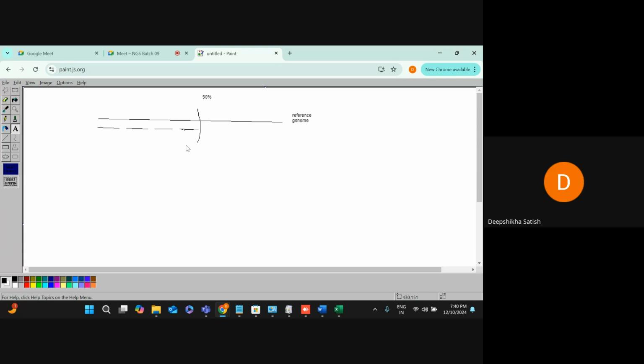Right. So coverage means how many reads are able to cover the reference genome. You can see that 50% of the reads are covering my reference genome here. But if I increase the depth, it will increase the reads here, and they are going to cover your reference genome. So that means by increasing the depth, it will increase your what? The coverage.